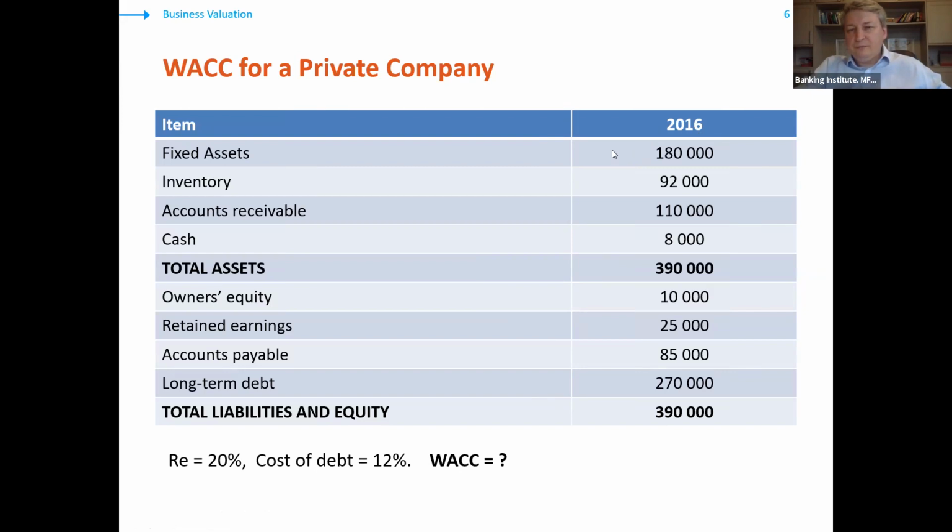Any idea? 16. I don't think so. No, tax rate is 0 for this example. Tax rate is 0. 12.7 looks more plausible because let's look at this.